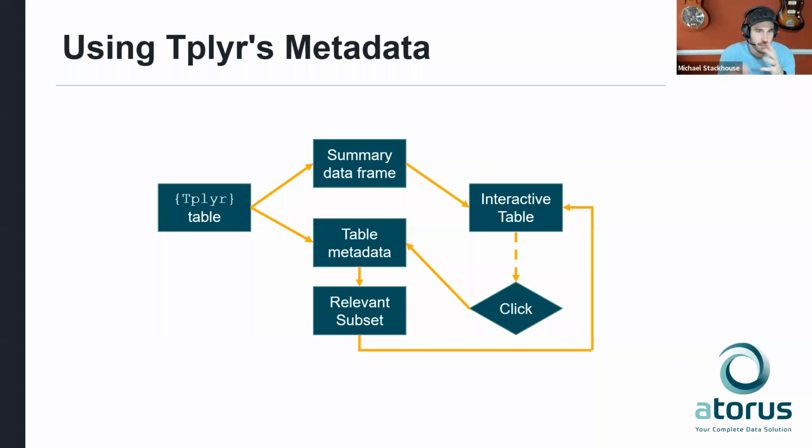So now let's think about how this works with Shiny. This is a really basic schema of the communication pathway that is supposed to be happening when you're working with the Shiny application. You have the tplyr table object, and that object produces the summary data frame, and you do whatever styling and post-processing is necessary, and then that can go into an interactive table. The tplyr table also produces tplyr table metadata, and that's what we were working with in the last section.